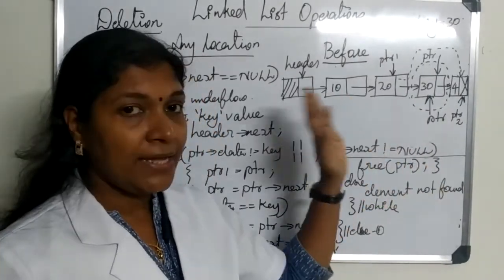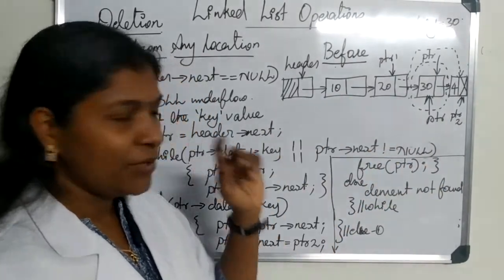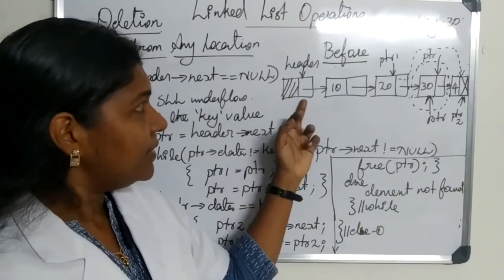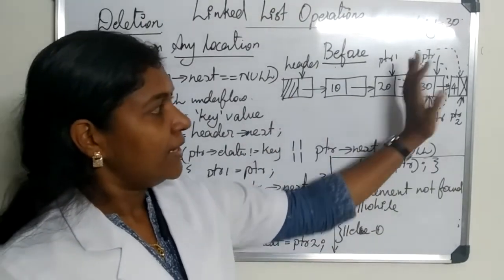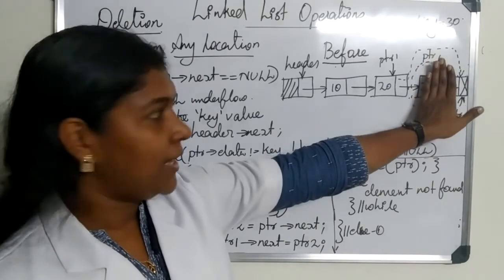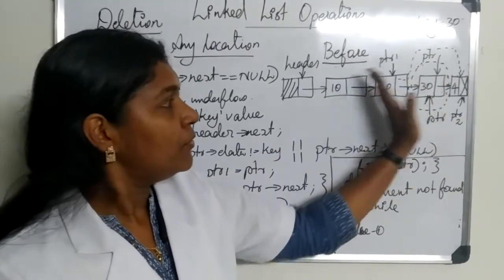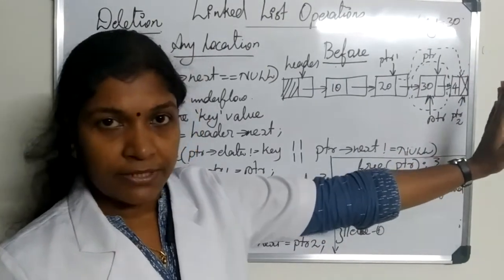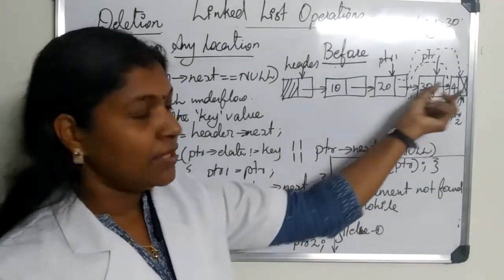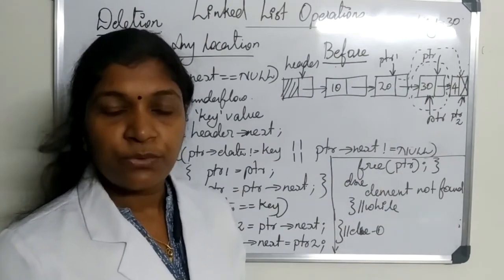And after deletion, that diagram is up to you. You can draw that diagram. How can you draw that diagram? Header 10, 20. Then by avoiding 30, you draw the diagram. After 20, the node with element 4 should come. No need of representing any of the pointers. So header 10, 20, 4. Only 3 nodes with elements.